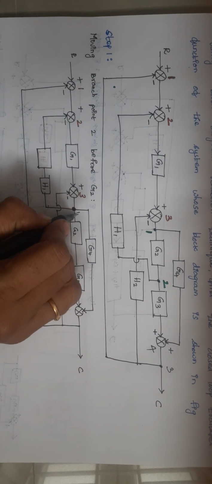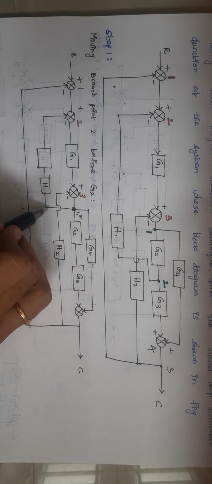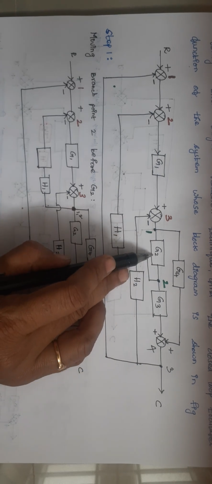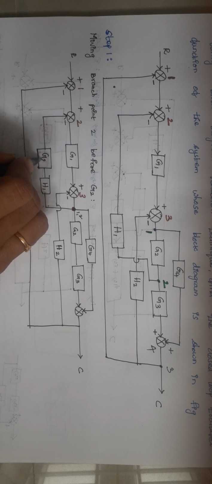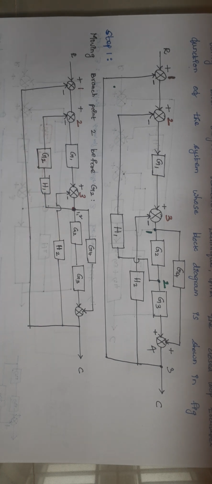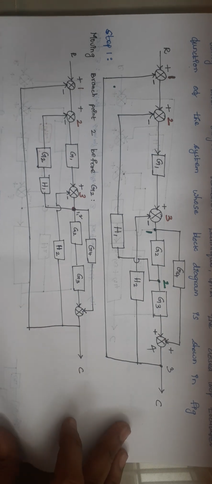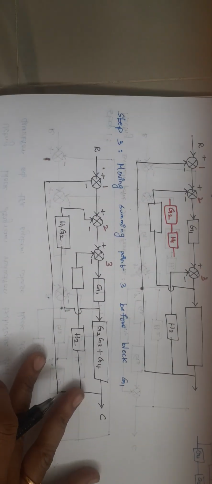Now the branch points 1 and 2 are in the same position. Since we are moving this branch point before the block G2, we have to include another block consisting G2, right? Hope you understand this. Then the remaining things remain as such. So next we are going to see our step number 2.